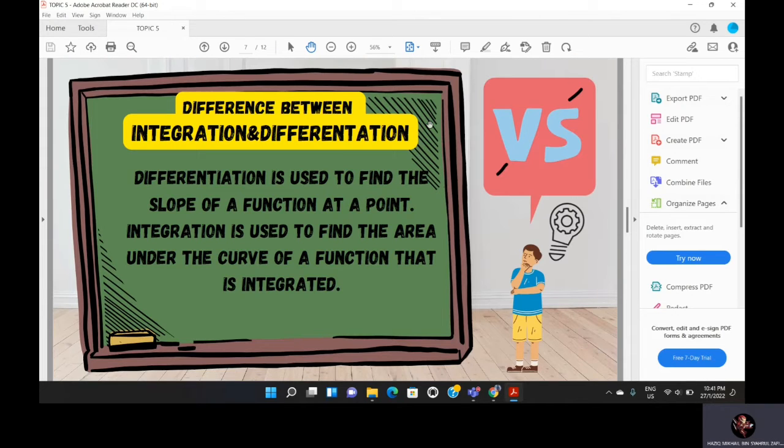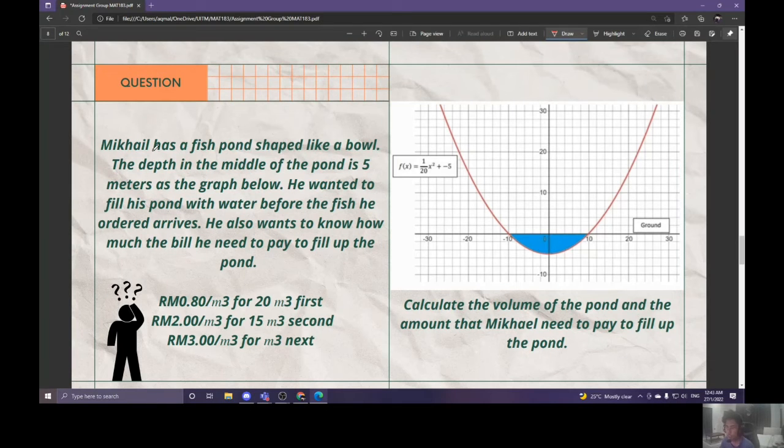And for the question, I leave it to Akmal Azizi. So the question is, Mikael has a fish pond shaped like a bowl. The depth in the middle of the pond is 5 meters as in the graph below. He wanted to fill his pond with water before the fish he ordered arrive. He also wants to know how much the bill he needs to pay to fill up the pond.